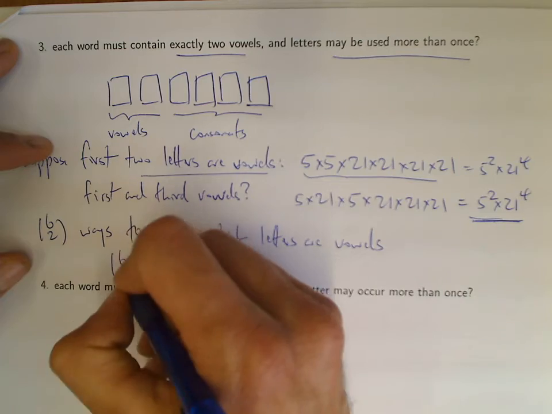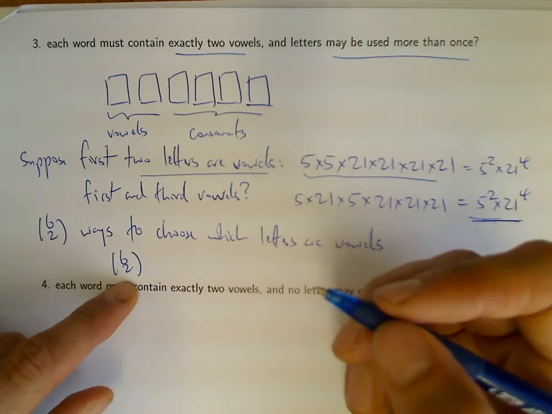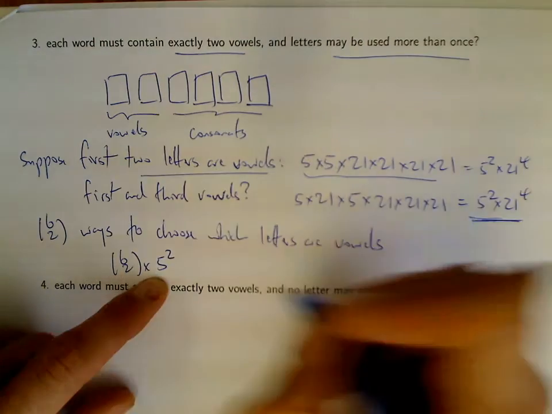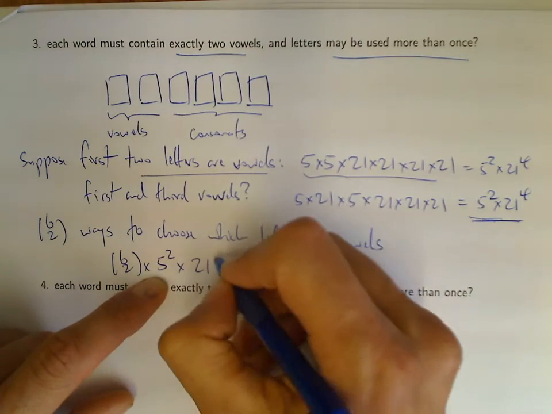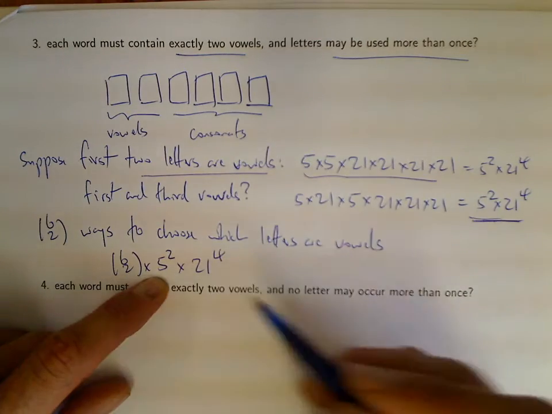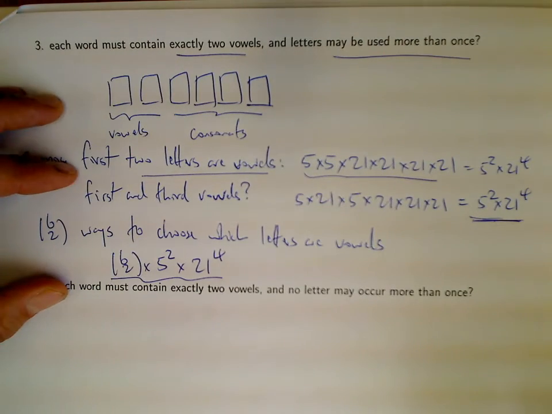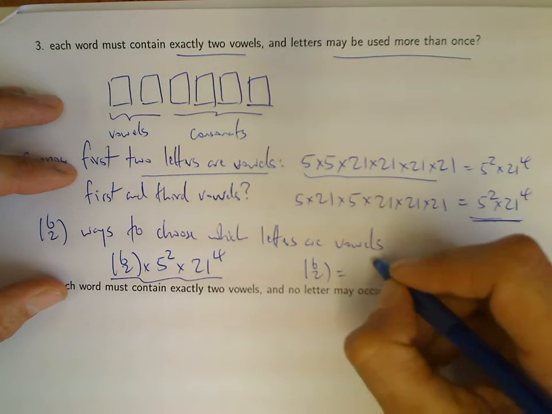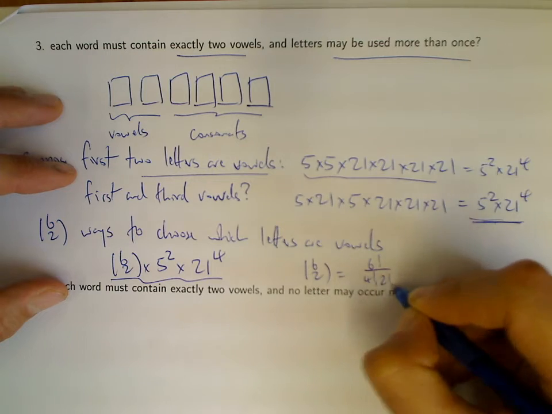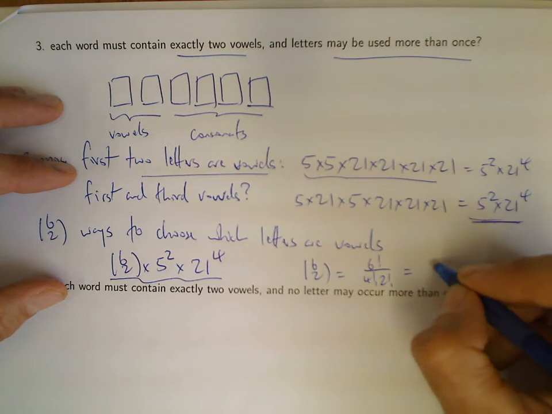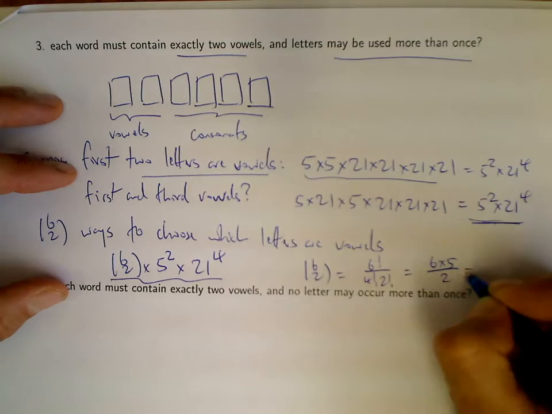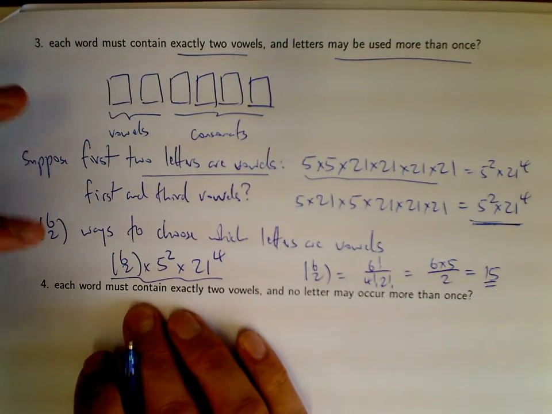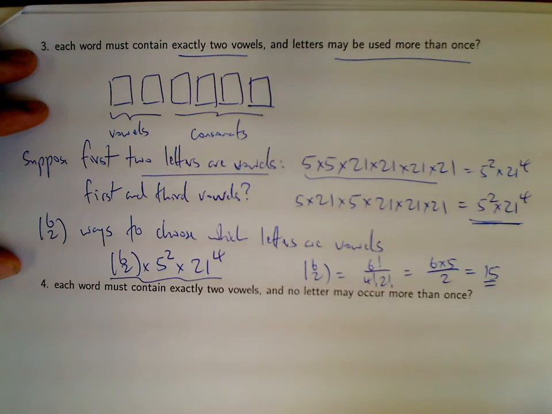Then we've got 6 choose 2 choices for which boxes to put the vowels in, and then we're going to have 5 squared for the number of ways we can choose our vowels, and then 21 to the 4 for the number of ways in which we can choose our consonants. So that's going to be the answer right here. And I guess that 6 choose 2 we could work out if we wanted to. That's going to be 6 factorial over 4 factorial times 2 factorial, so it's going to be 6 times 5 over 2, so that's 30 over 2, which is 15. So that's how we do the third one.